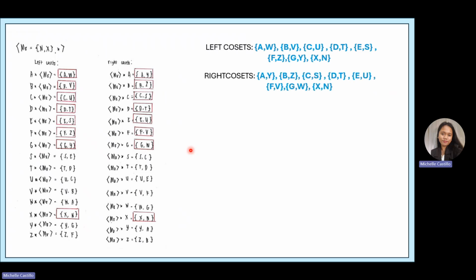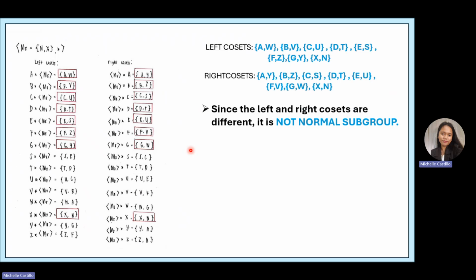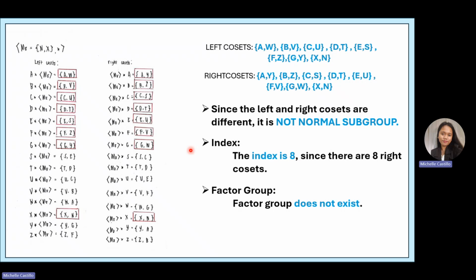Then for the right cosets, we have A, Y, B, Z, C, T, D, T, E, U, F, B, G, W, X, and N. Since, as you can see, the left and right cosets are different, it is not a normal subgroup. Then for the index, since there are 8 right cosets, the index is equal to 8. Then the factor group does not exist since this subgroup is not normal. Then for the order of the elements, N is equal to 2 since N star N is equal to N. Then X star X is equal to N. These two elements need to be operated with themselves twice in order to get the identity element.